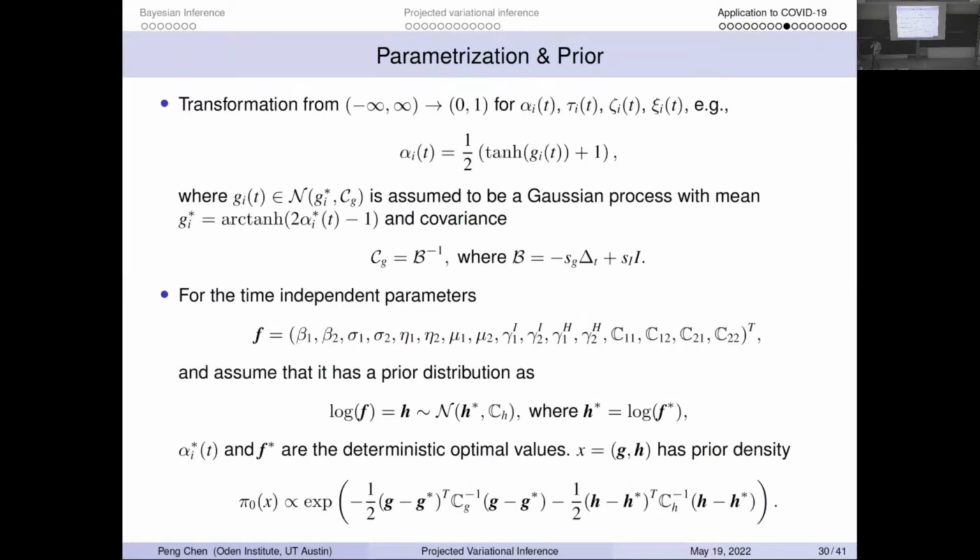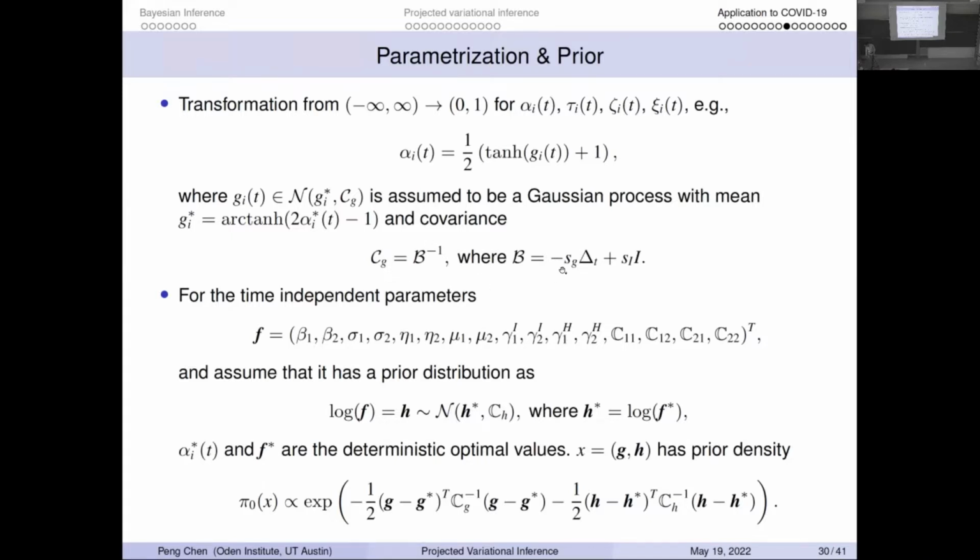As I said, to equip the uncertainty into this learning and also prediction, we put them into the Bayesian framework. So essentially, we impose some prior here. We have time-dependent parameters, and these parameters stand for some ratio. They're in between 0 and 1, and we use Gaussian processes to model these parameters. But there is a transformation from minus infinity to infinity to 0 to 1. There's a tangent hyperbolic function to do the transformation, and this Gaussian process is assumed with a certain mean value, and this mean value is obtained from deterministic optimization. And then we impose the covariance.